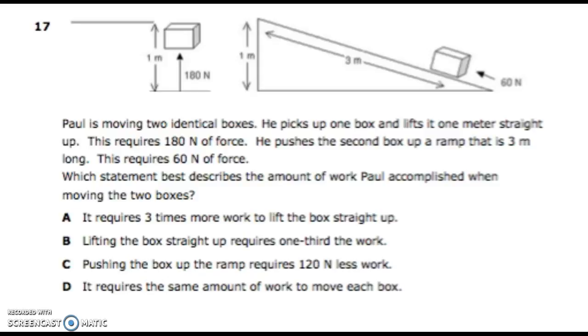A, it requires 3 times more work to lift the box straight up. B, lifting the box straight up requires 1/3 the work. C, pushing the box up the ramp requires 120 N less work. D, it requires the same amount of work to move each box.